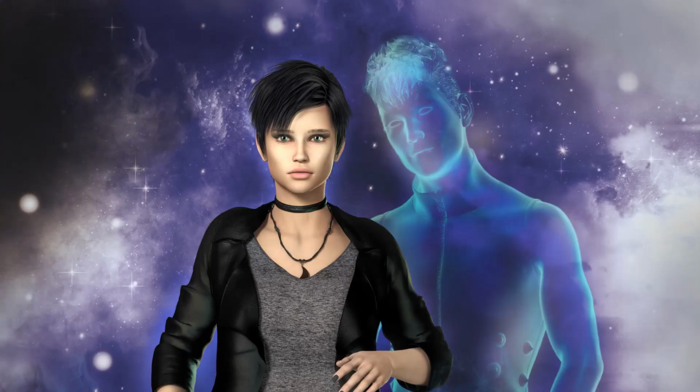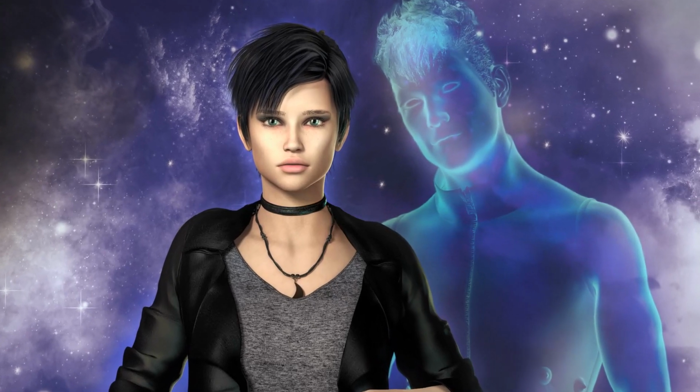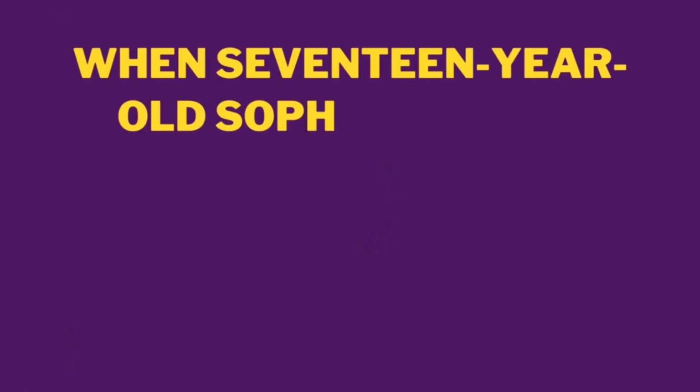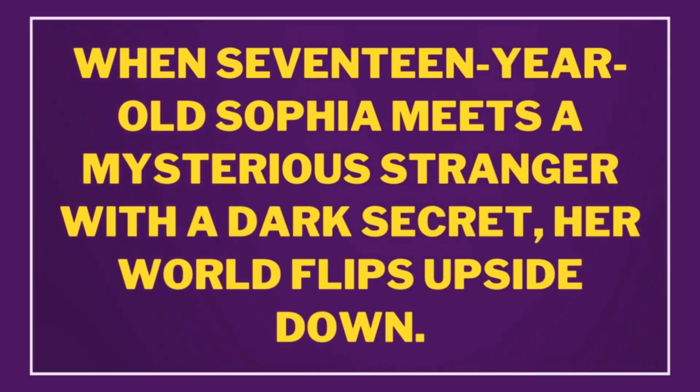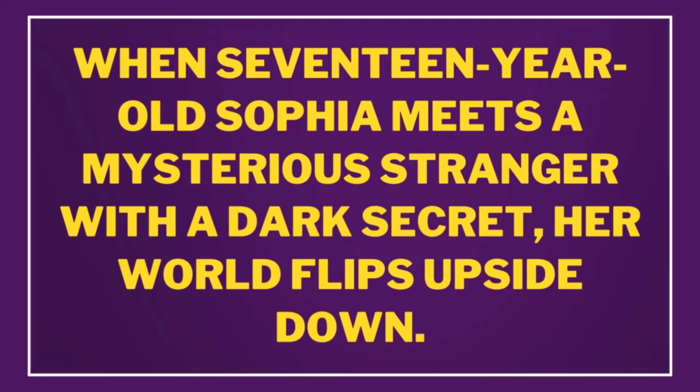Let's put this into practice. Imagine you've written a paranormal romance aimed at young adults. Your ideal reader probably loves the thrill of supernatural elements mixed with the roller coaster of young love. How would this translate into your book's description? For a paranormal romance, you might start with a question or a statement that addresses the supernatural, like when 17-year-old Sophia meets a mysterious stranger with a dark secret, her world flips upside down.